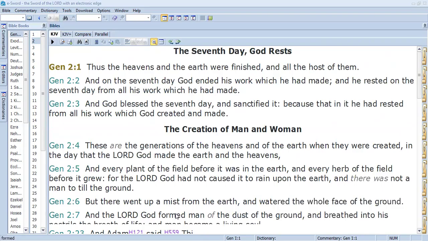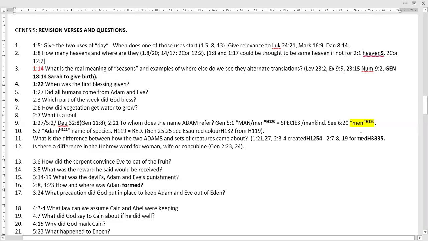Okay, let's go back to our questions. I think I should be on question number 13. All right, question number 13. How did the serpent convince Eve to eat of the fruit? The answer is chapter 3, verse 6. He actually made her see it a different way.